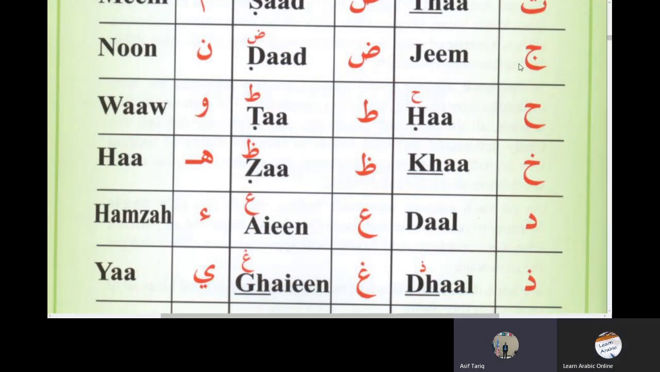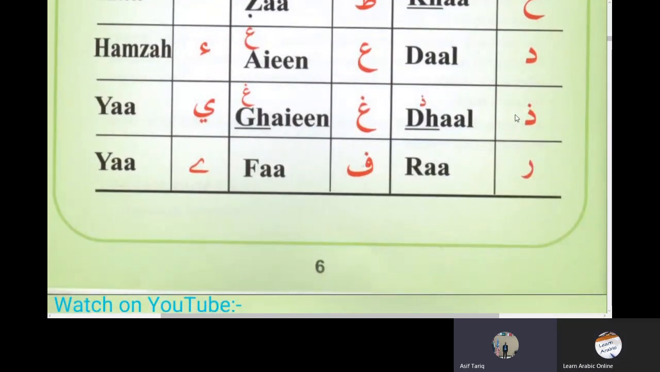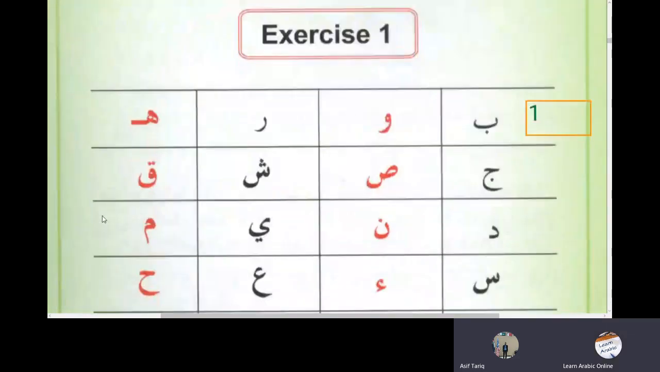Okay, thanks. Jim. Dod. Noon. Ha. To. Kha. Dha. Dal. Ain. Hamza. Zal. Ya. Ra. Fa. And this is also Ya. I don't know this one.